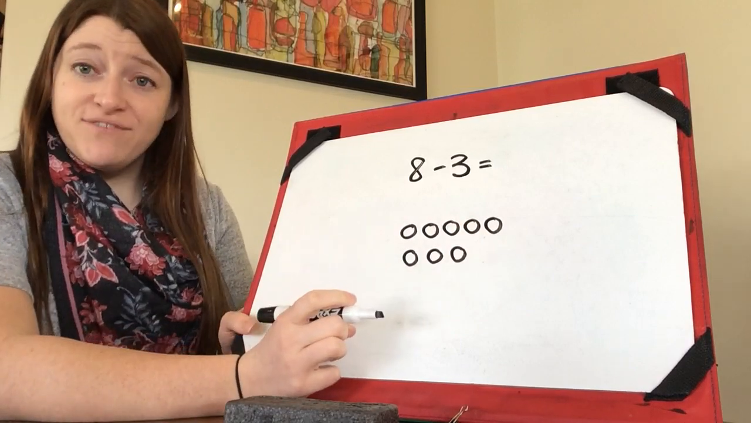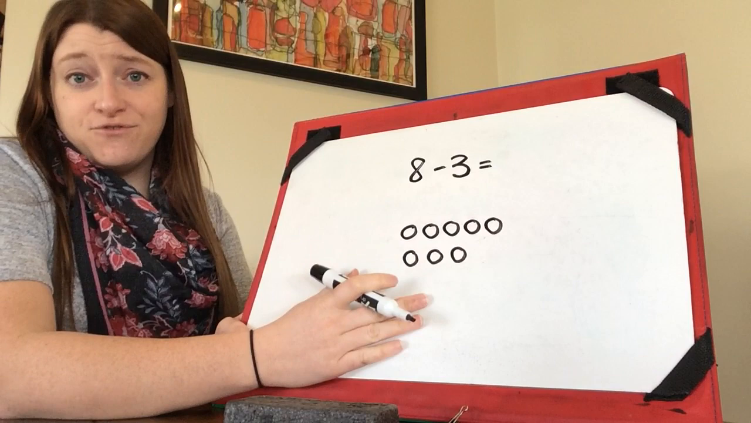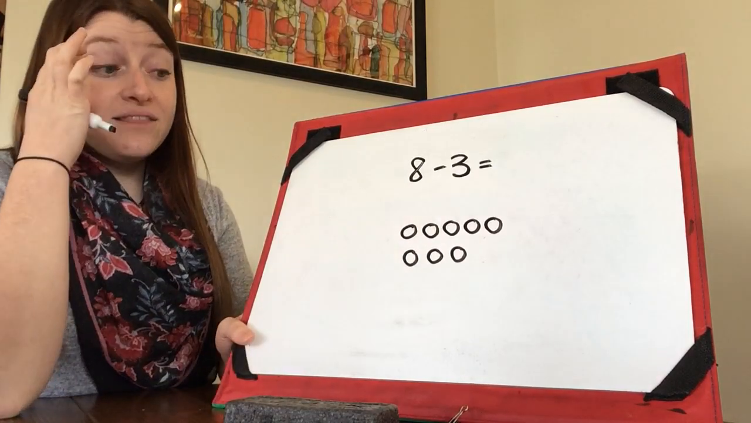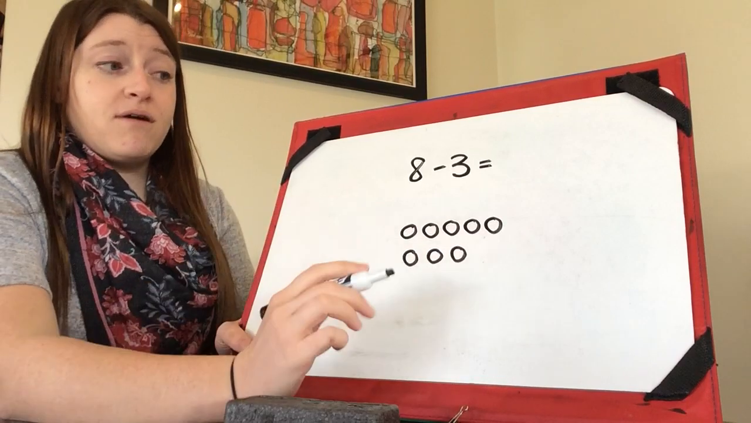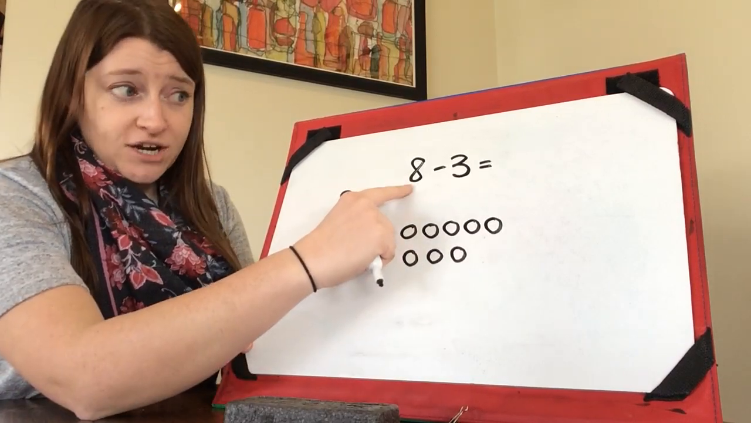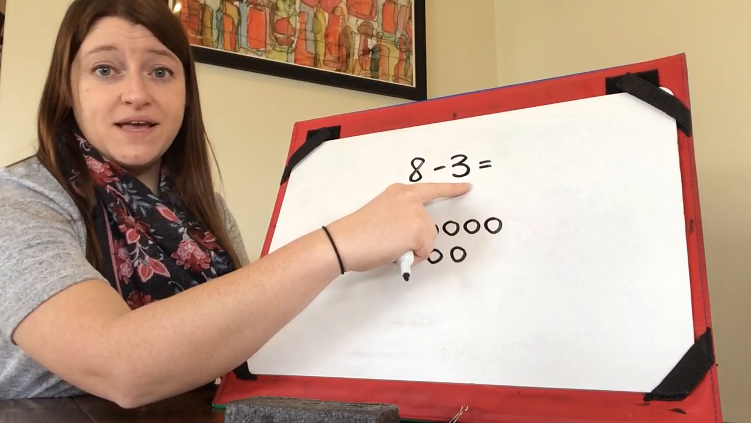When I'm making a 5 group drawing, I try to organize my dots just like there's an invisible 10 frame there. Okay? Then I can look at this and really quickly know that that's the number 8. It's just a really nice way to stay organized. So I started by drawing 8 dots, and now I need to subtract or take away 3 dots.